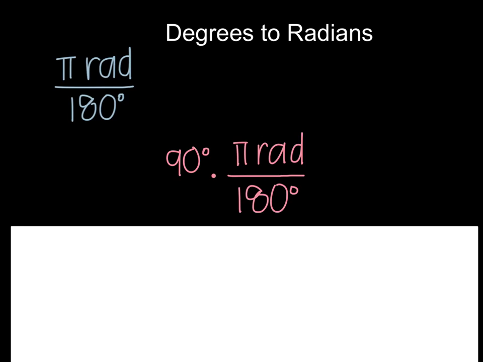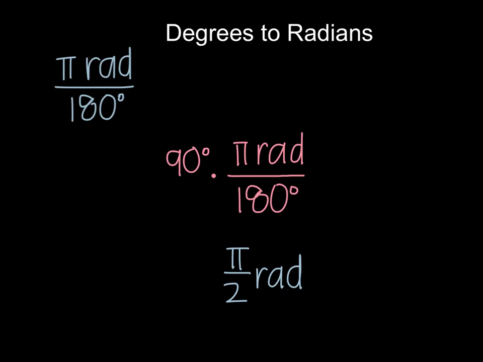If we are given 90 degrees, we can easily turn it into radians by multiplying it by pi rads divided by 180 degrees. The degrees will cancel out, leaving us with 90 pi divided by 180 rads. When you simplify, you will get your answer of pi over 2 rads.